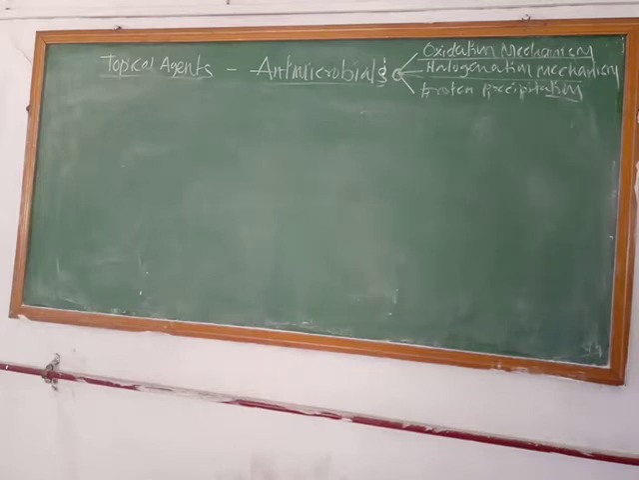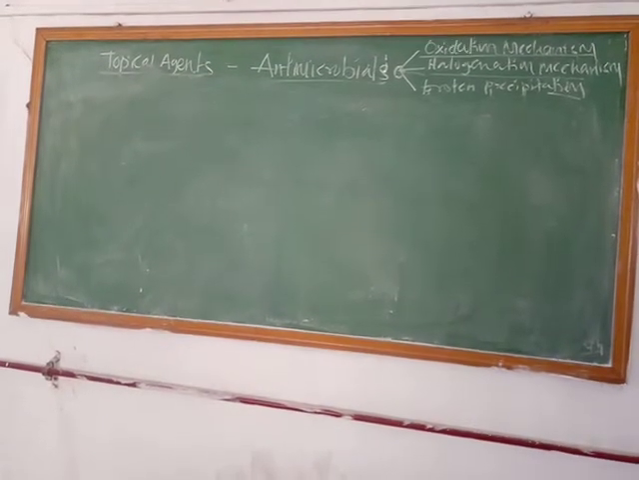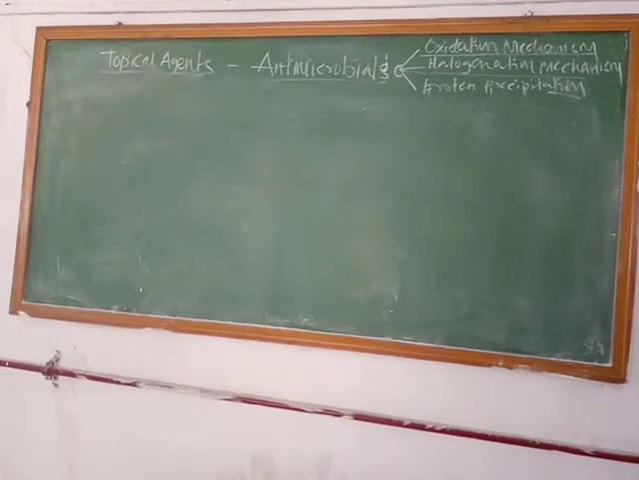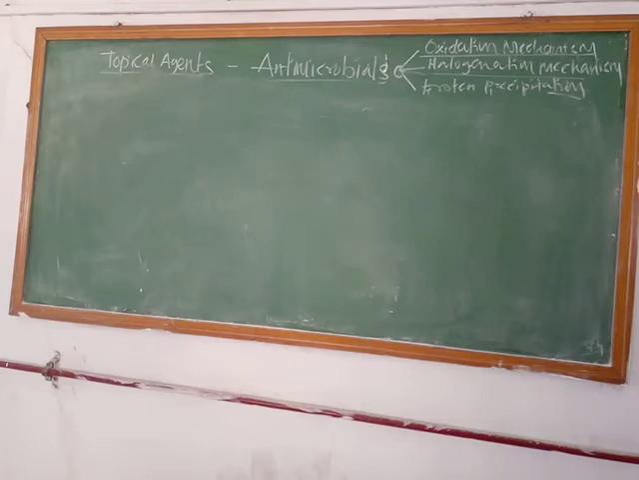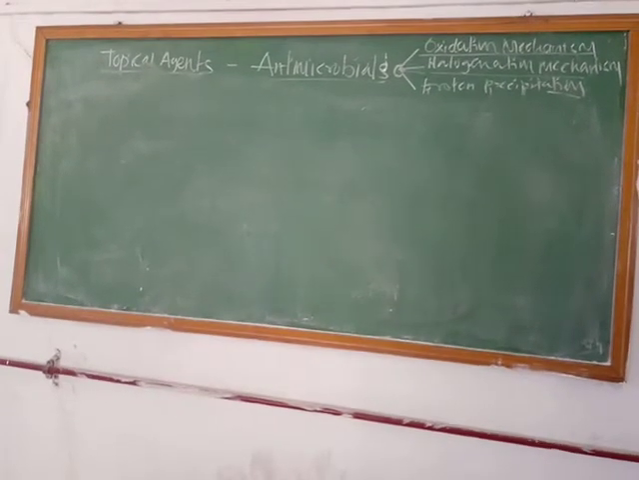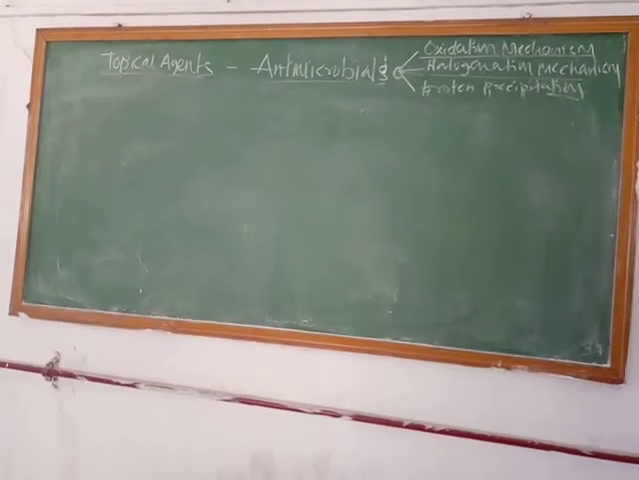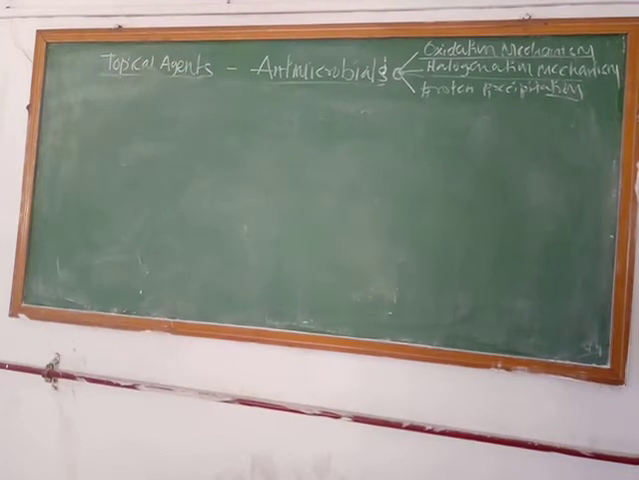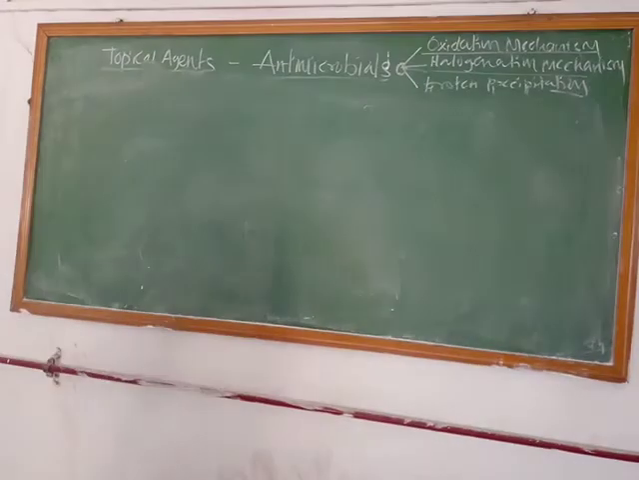Mercury, yellow mercuric oxide, ammoniated mercury, etc. also belong to this protein precipitation category of antimicrobials. We say mercury is a toxic compound, but it possesses antiseptic or antimicrobial effects.